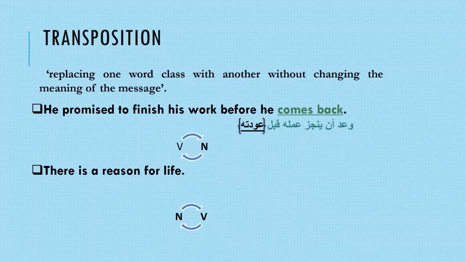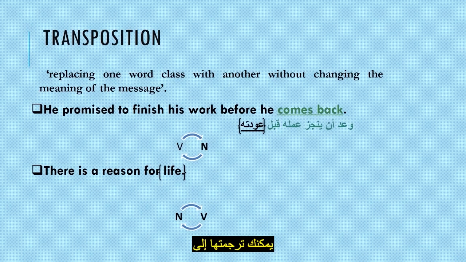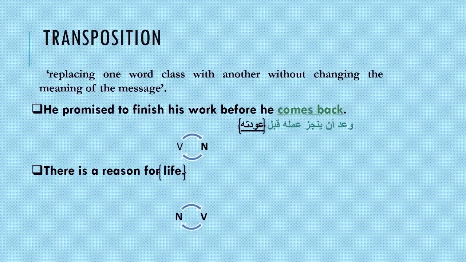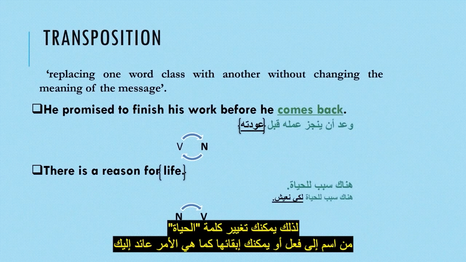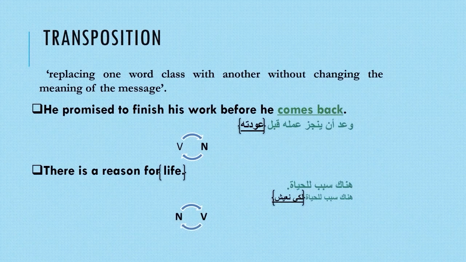There is a reason for life. Here you can say يوجد سبب للحياة، هناك سبب للحياة أو للعيش. But also you can say هناك سبب لنعيش أو لكي نعيش من أجله. So you can change the word life, which is a noun, into a verb, or you can keep it. It's optional, it's up to you.